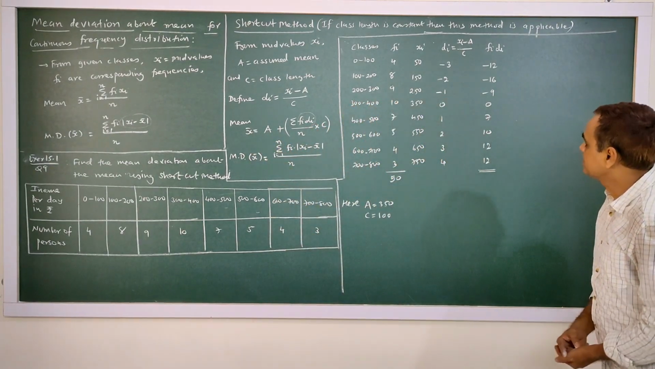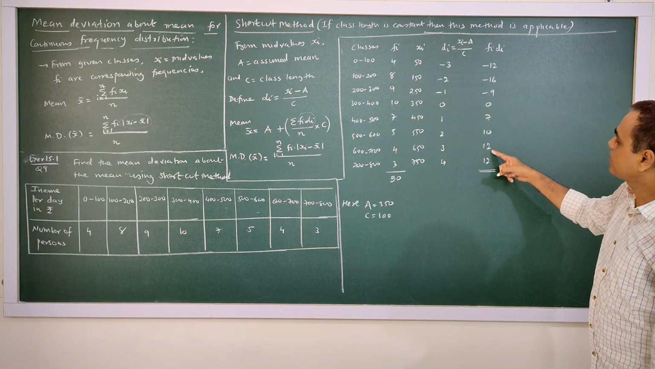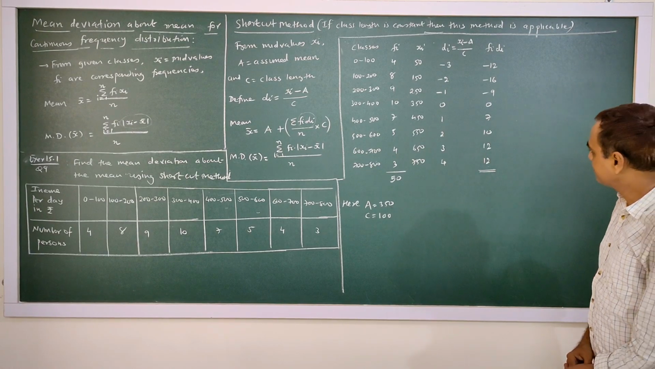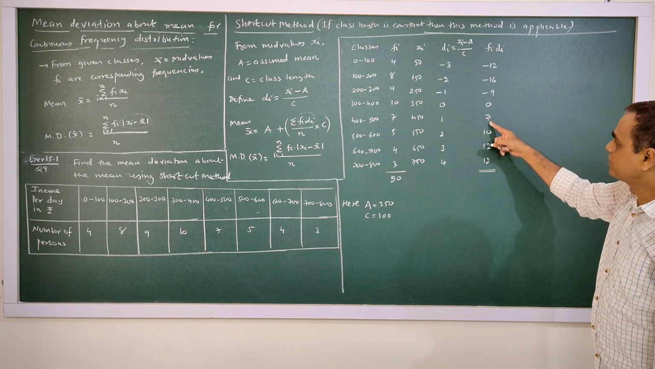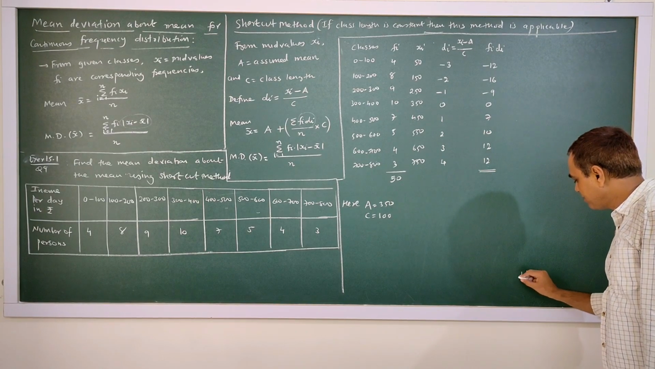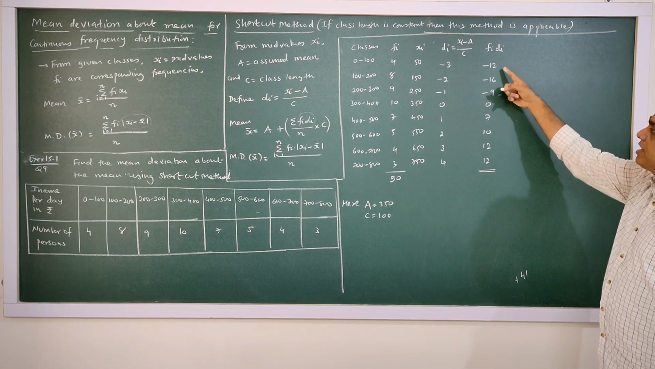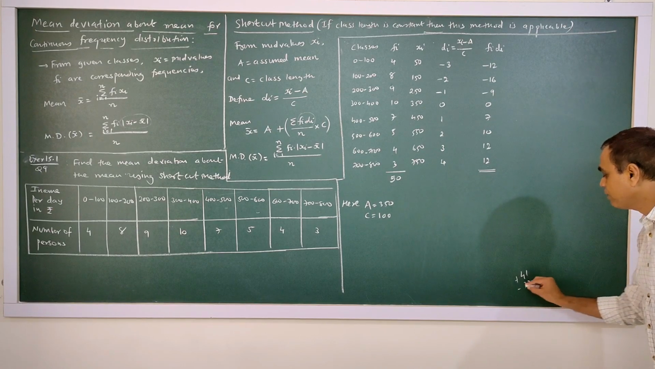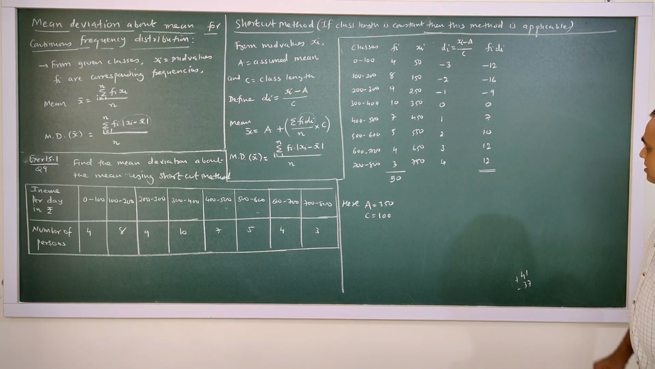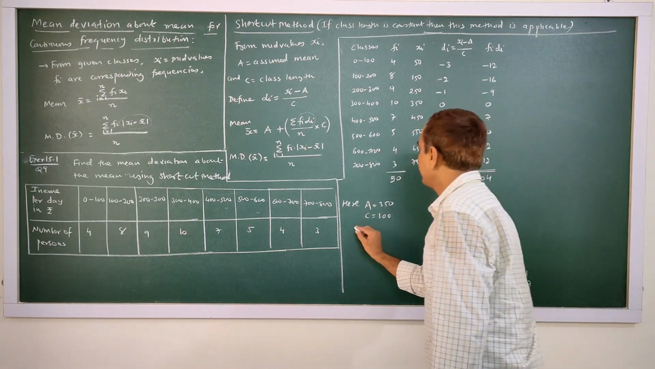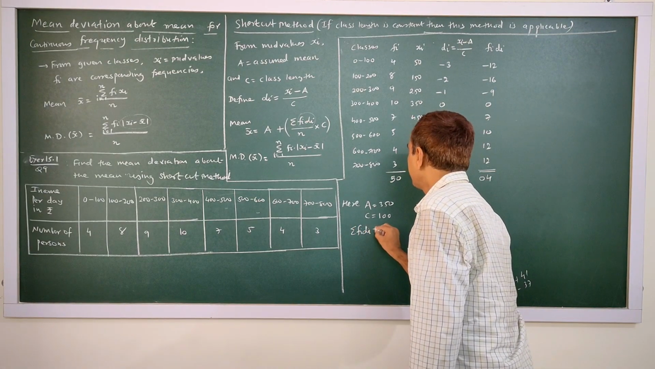Now sum of these numbers. See here, 12 plus 12, 24. 24 plus 10, 34. 34 plus 7, 41. 41 is a positive value. Now sum of negative numbers. 16, 9, 25, 25, 12, 37. So 37 is a negative value. So 41 minus 37 is plus 4. So this is plus 4. So sigma fi di is 4.